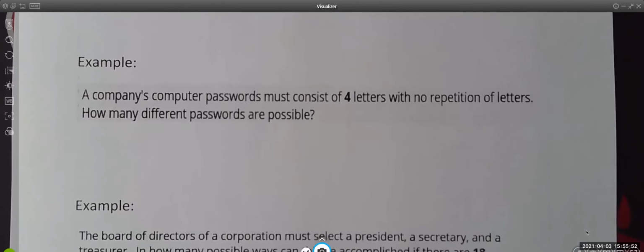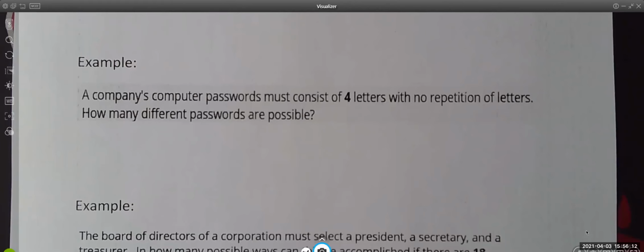Now, another one. A company's computer passwords must consist of 4 letters with no repetition of letters. That means among the 26-letter alphabet, no letter can be used twice in a given password. They're all different. How many different passwords are possible?